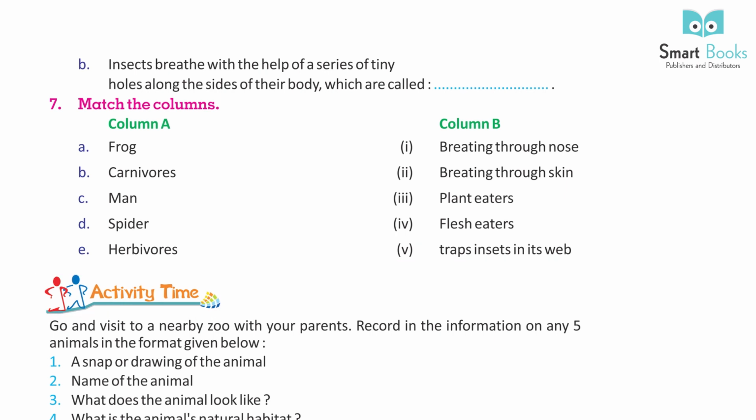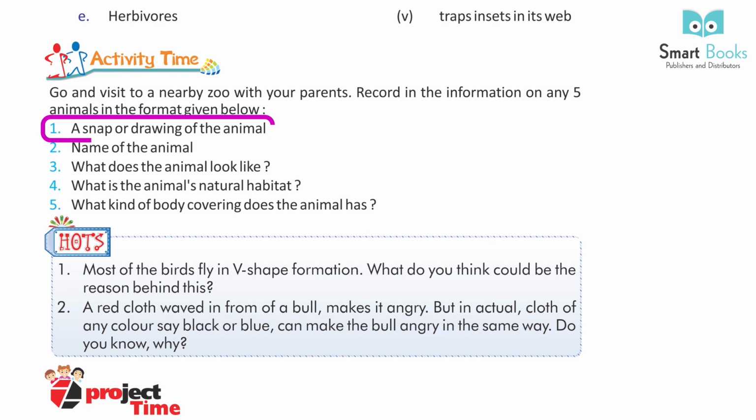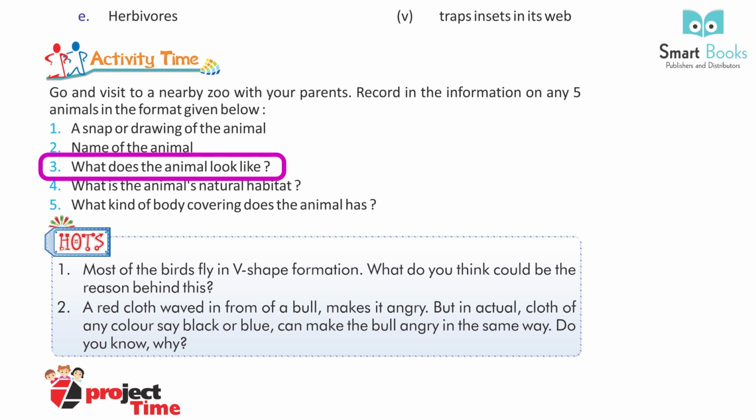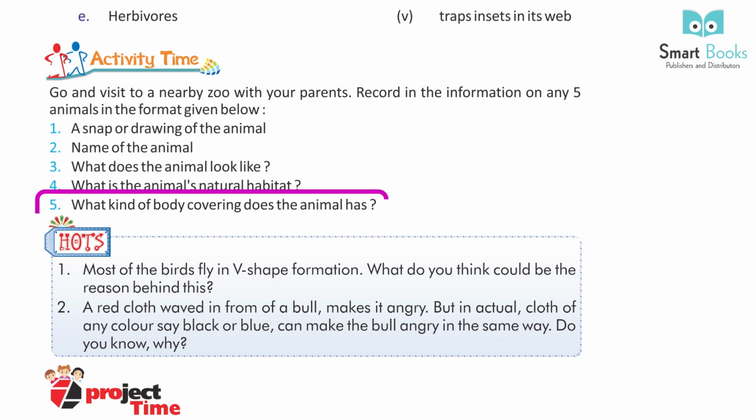Activity time. Go and visit a nearby zoo with your parents. Record the information on any 5 animals in the format given below. 1. A snap or drawing of the animal. 2. Name of the animal. 3. What does the animal look like? 4. What is the animal's natural habitat? 5. What kind of body covering does the animal have?